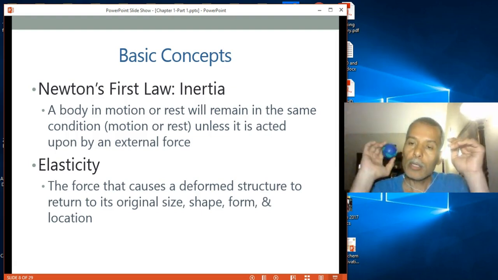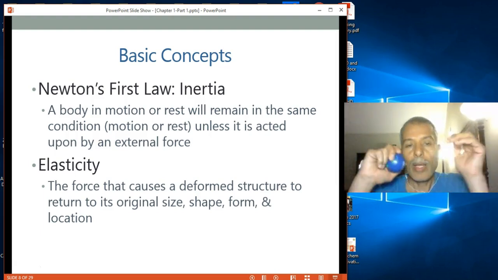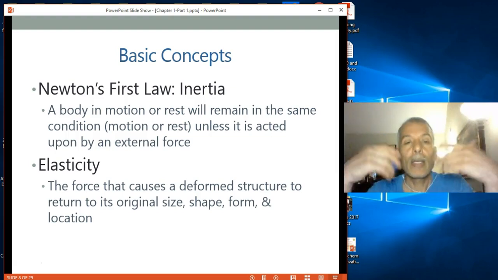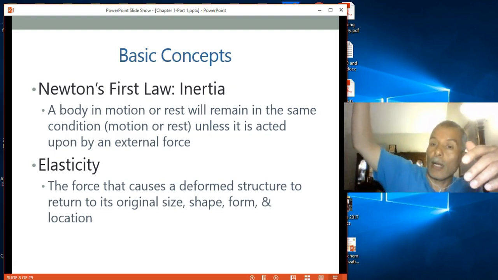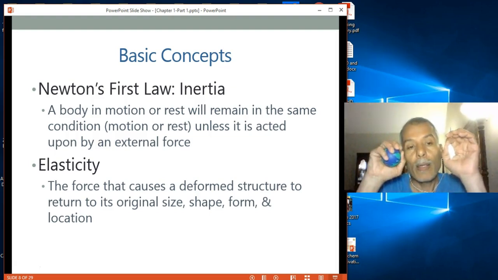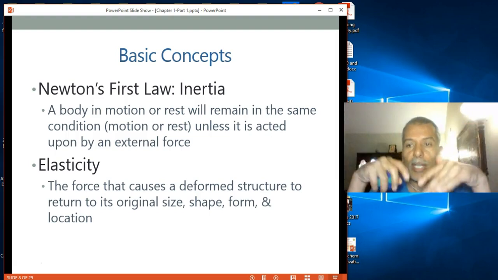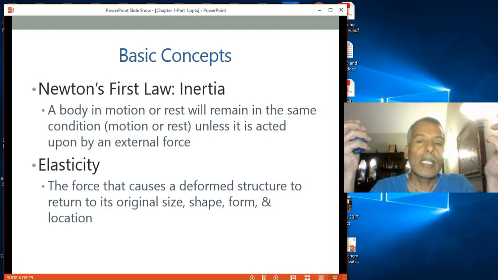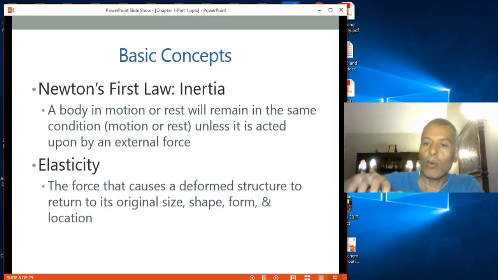Now, if this ball is, let's say I throw it away, according to the law of inertia, it should continue traveling. Or if I throw it up, it should continue flying up unless some force acts to bring it down. And of course, we know what that force is. It's gravity and also the pressure of the air pushing down on it.